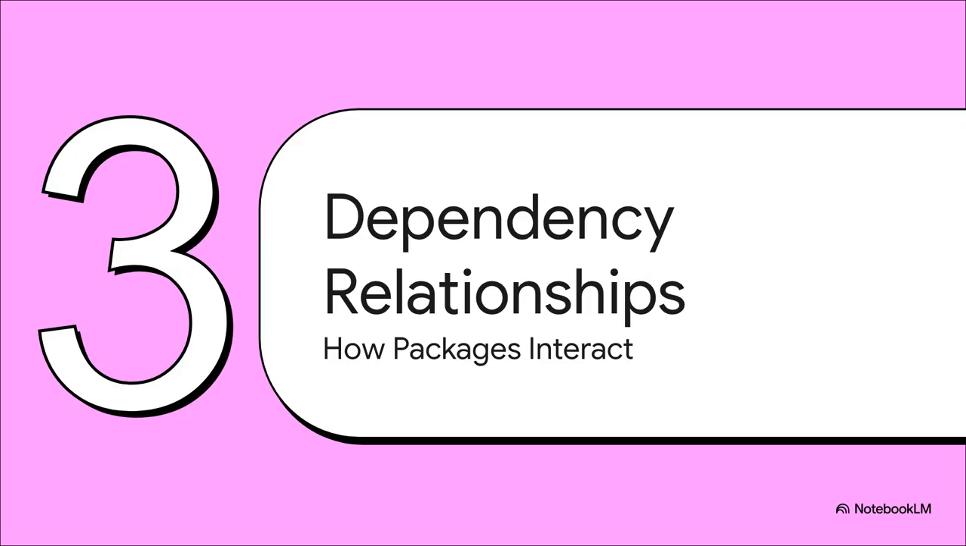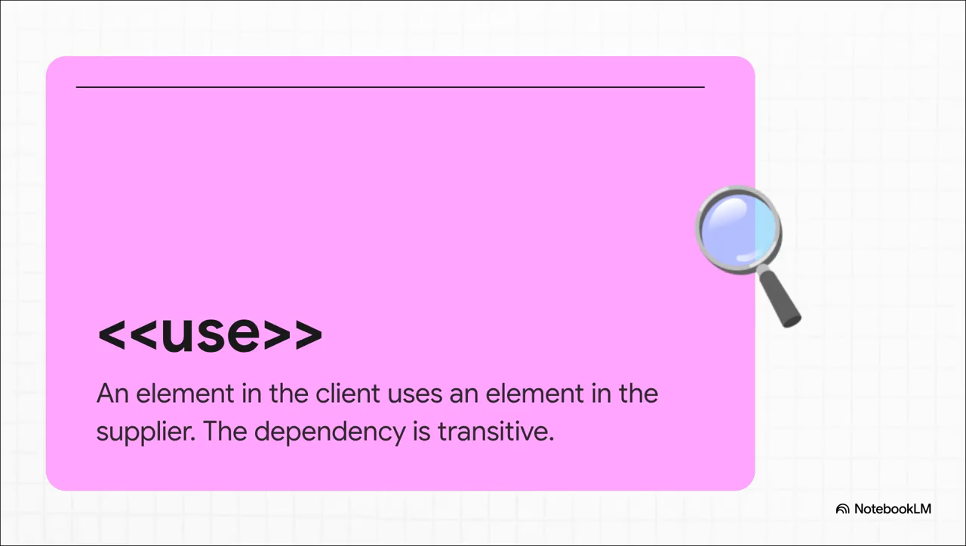All right, so we get what packages are and how to structure them. Now, let's look at how they actually interact with each other. And we define that using dependency relationships. The use stereotype is your most general all-purpose dependency. It just means that something in the client package, that's the one at the start of the arrow, needs something from the supplier package, which is the one the arrow points to. And notice, this dependency is transitive. We'll unpack exactly what that means in a minute.